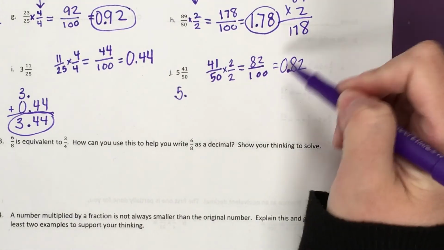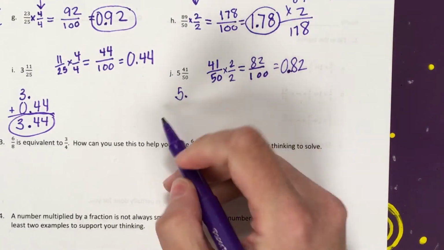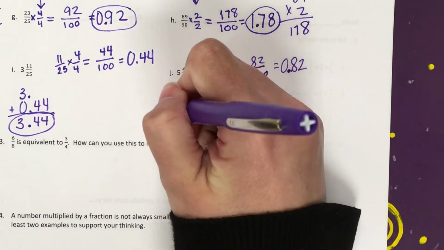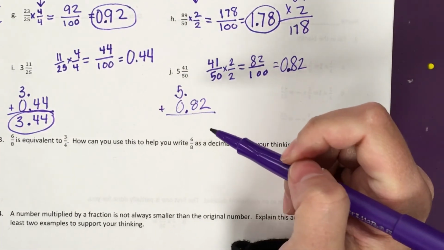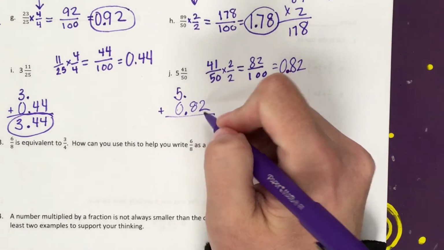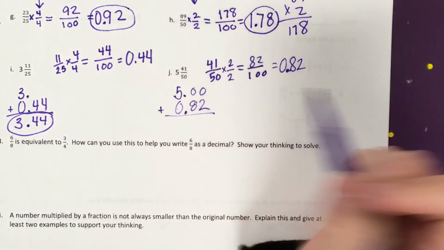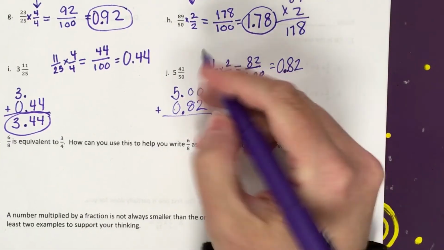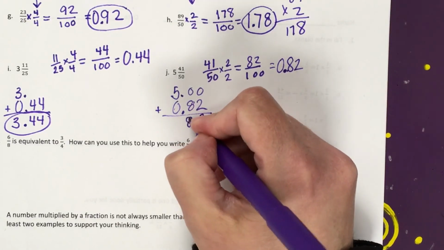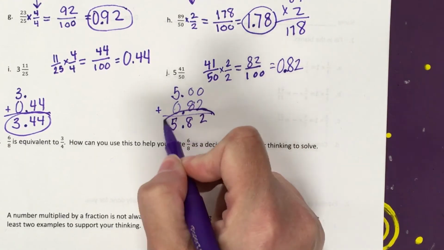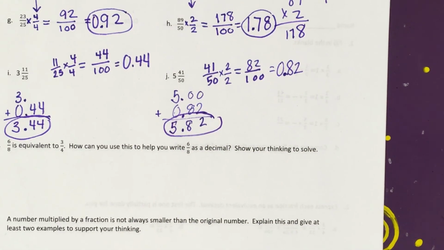0.82. Now that's not my final answer because don't forget my 5 whole here, so I take my 0.82 and we're going to add those together. Remember, when we add and subtract decimals, we line up place values. So you can put your zeros there to hold the places, but we have 0 plus 2 is 2. 8 plus 0 is 8. Bring down my decimal. 5 plus 0 is 5. So we have 5 and 82 hundredths as your final answer here.